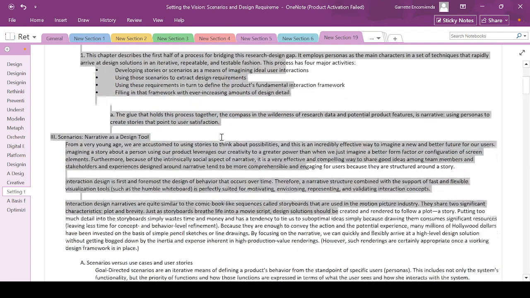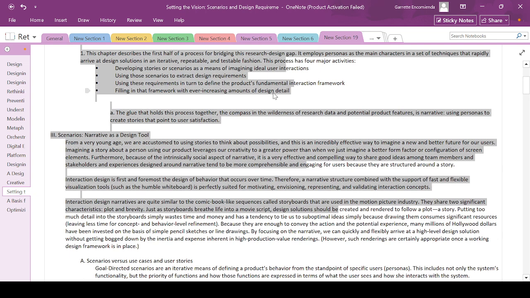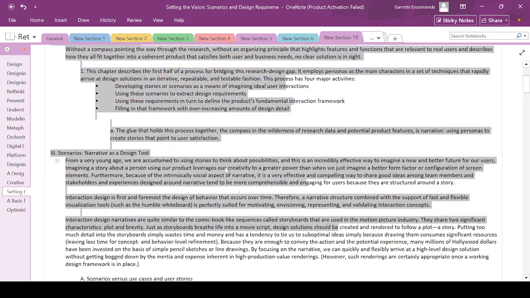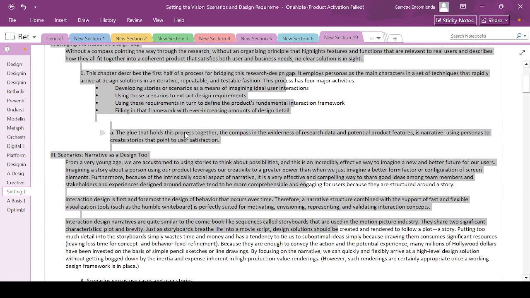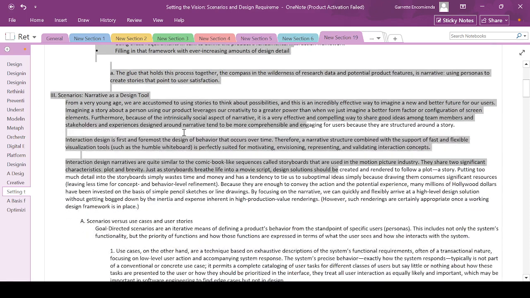And then using those requirements in turn to define the product's fundamental interaction framework. So that will be the basis of the details of our interaction framework with the product. And then filling that framework with visual design, interaction details, or interaction design, industrial design, and then usability test. So we have discussed that in the previous videos.